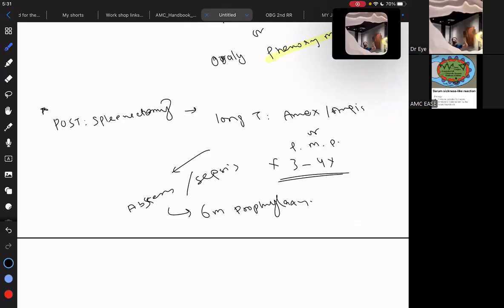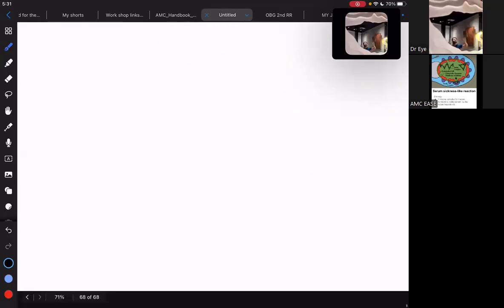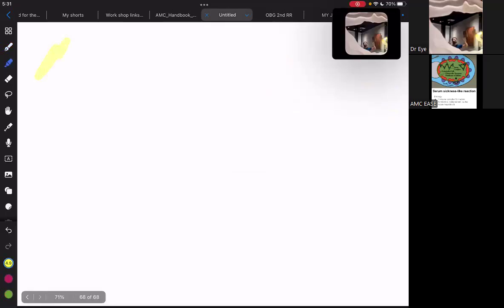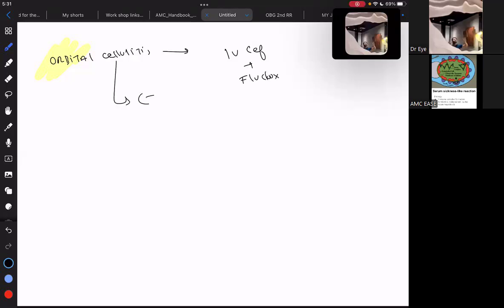Now, what else? Do we have anything else? I just want to mention one point over here. If the patient has orbital cellulitis, what is the treatment? We have to go for IV ceftriaxone plus flucloxacillin. Make sure you go for the CT scan. Please remember this: CT scan of brain, sinus, and orbits. It's always done.